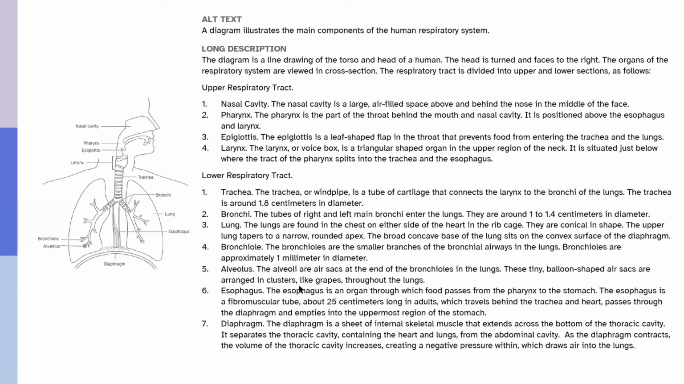So basically you're creating that structural description so that the user can understand, oh, this is an overview of what we're seeing, and the description is going to be divided into upper and lower sections as follows. Then you describe the upper respiratory tract with a list, and the lower respiratory tract again with a list. So you go through the nasal cavity, the pharynx, the epiglottis, the larynx, basically following that journey all the way through the body, down to the trachea, the bronchi, the lung, the bronchioles, the alveolus, then the esophagus, and finishing up with the diaphragm. And then you're providing details as you go along.